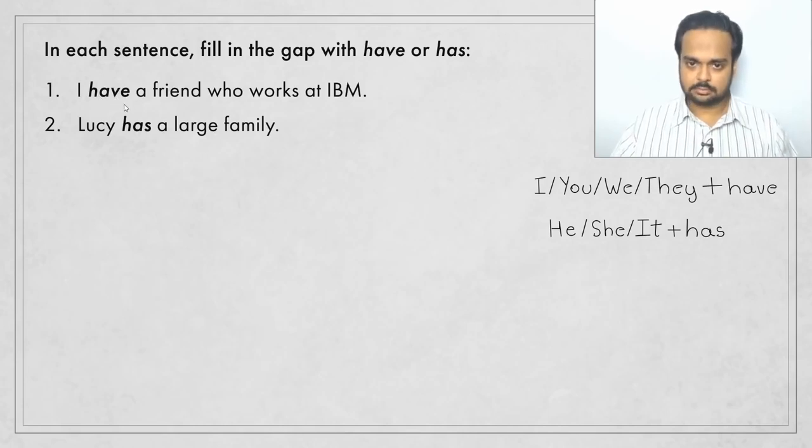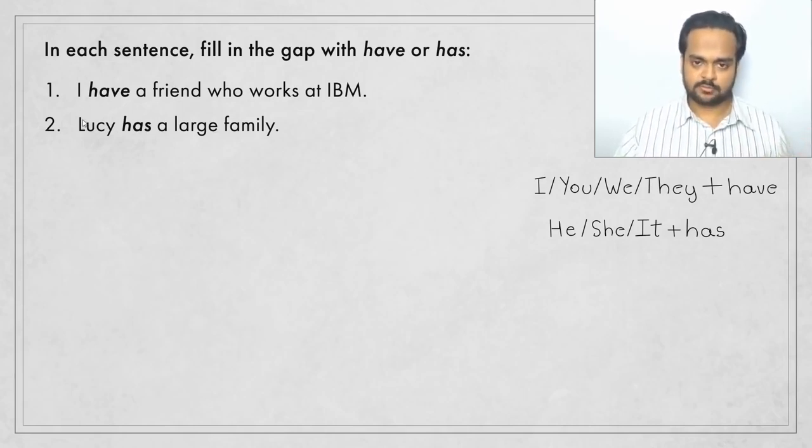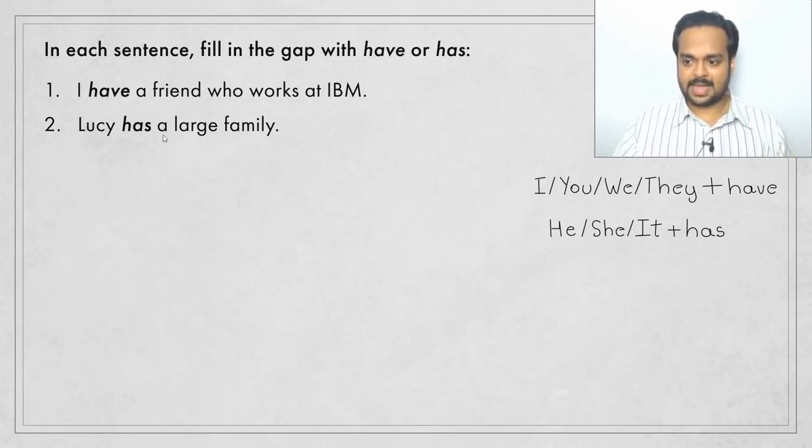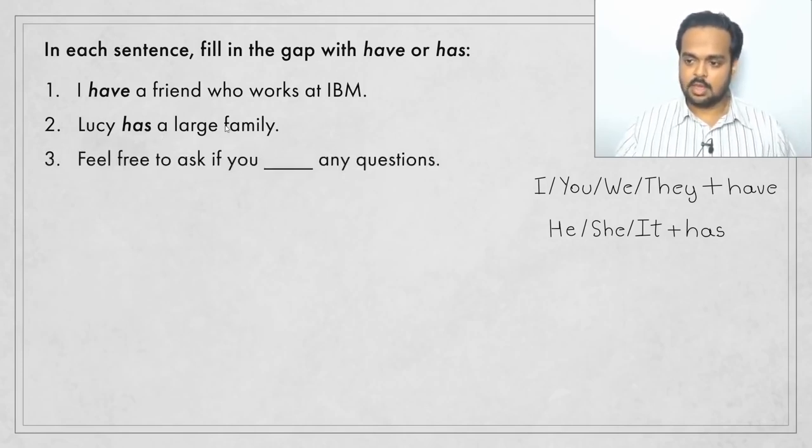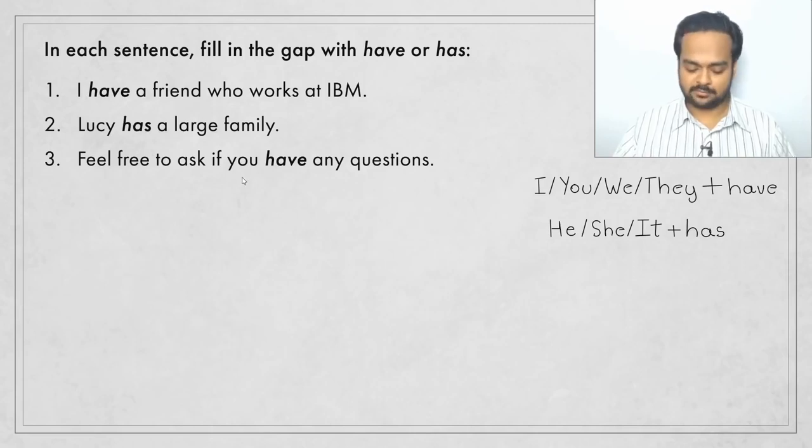I have a friend means it expresses a relationship between me and another person who's my friend. Lucy has a large family also expresses a relationship with her family. But here we say have because the subject is I, and here we say has because the subject is Lucy. Number three, feel free to ask if you any questions. What's the subject? The subject is you. So have. Feel free to ask if you have any questions.